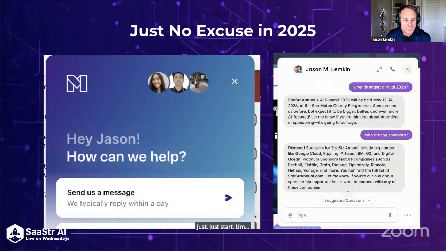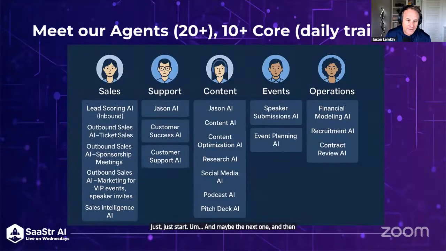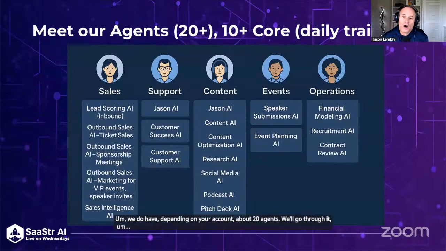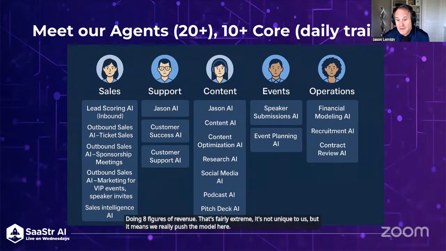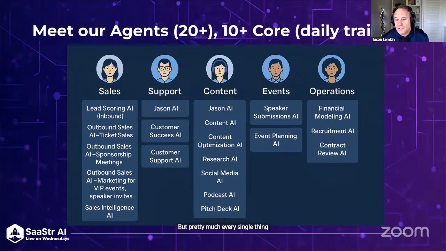And maybe the next one, and then I'll let Amelia drive. We do have, depending on how you count, about 20 agents. We'll go through it. Our organization is tiny, but SaaStr does do 8 figures in revenue with a tiny team. So it's interesting to track us because we have a single-digit headcount doing 8 figures of revenue. That's fairly extreme. It's not unique to us, but it means we really push the model here. But pretty much every single thing you can do with an agent, we are doing.